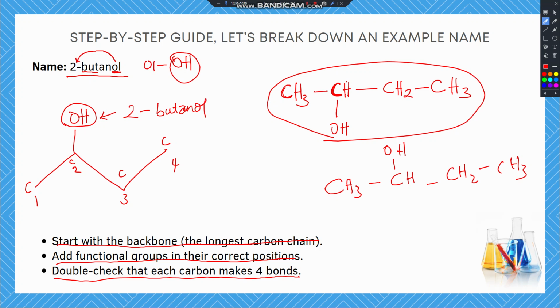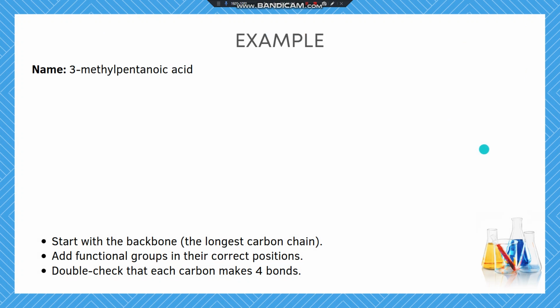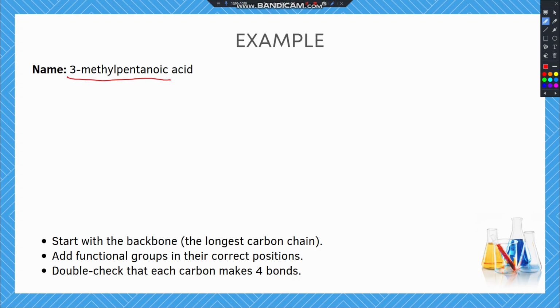I'm sure you're seeing how every bit of this is playing out. So let's move on to another example. Example number 2, we have 3-methyl pentanoic acid. So let's go ahead and take it step by step. First things first, we start with the backbone, which is the longest carbon chain.